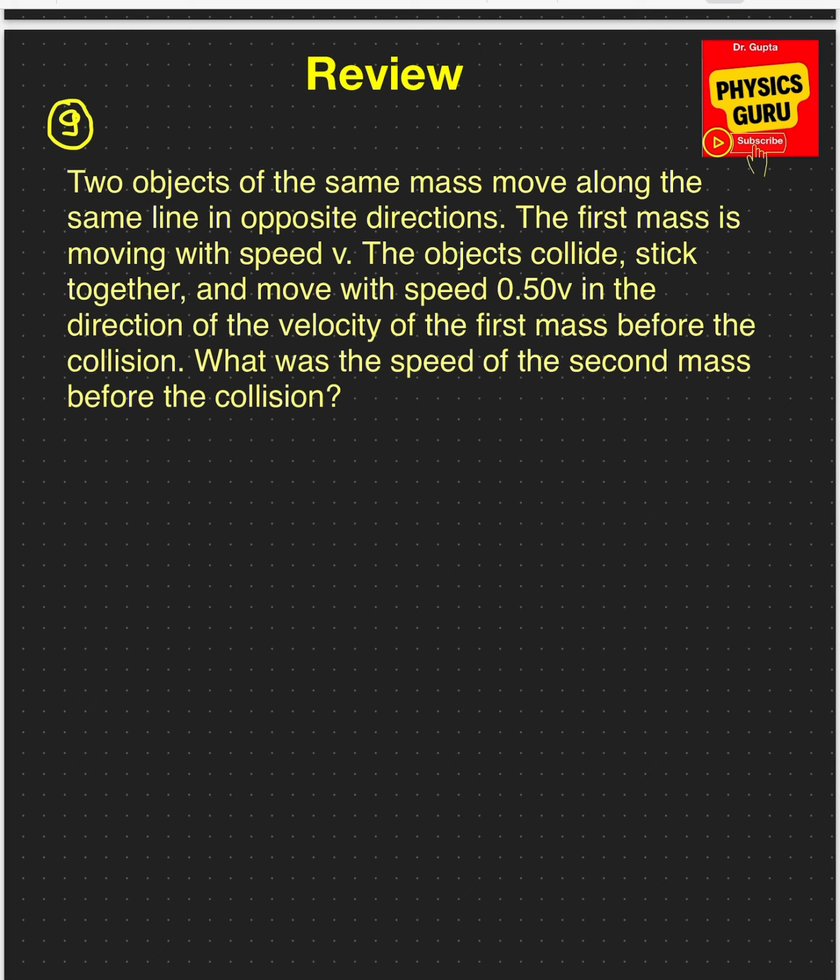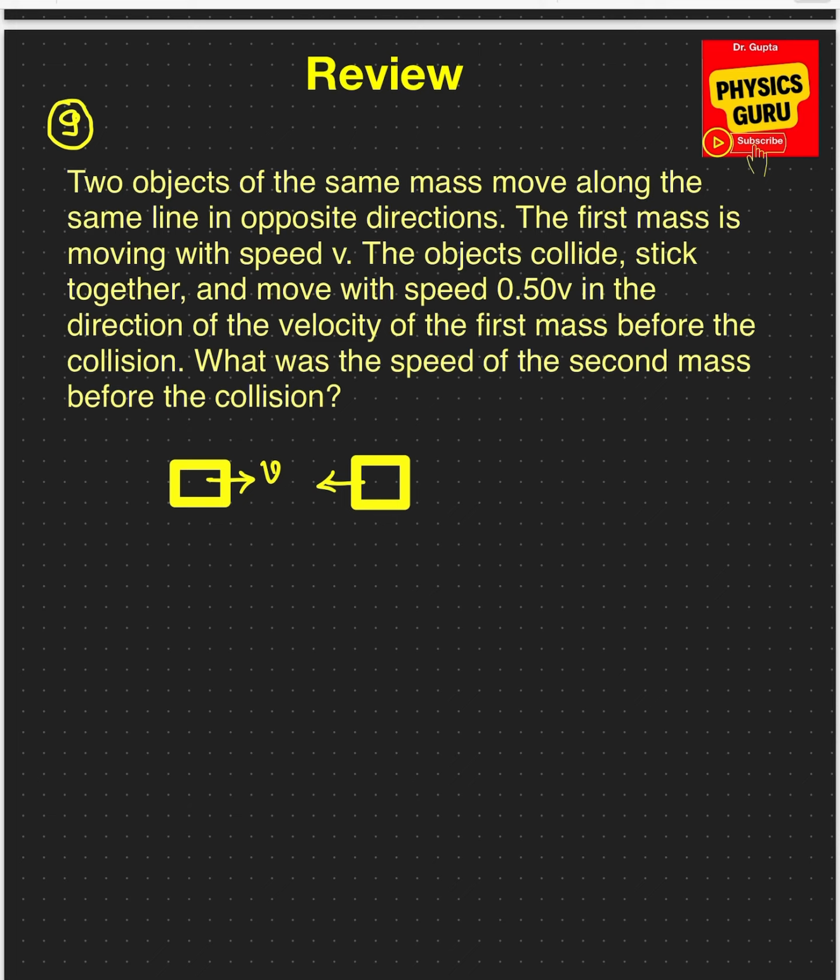So here in this problem, we have two masses moving along the same line in opposite directions. Let's draw quickly. We have one mass, and we have the same mass, and they move in opposite directions. The first mass is moving with a speed v. The objects collide and stick together.